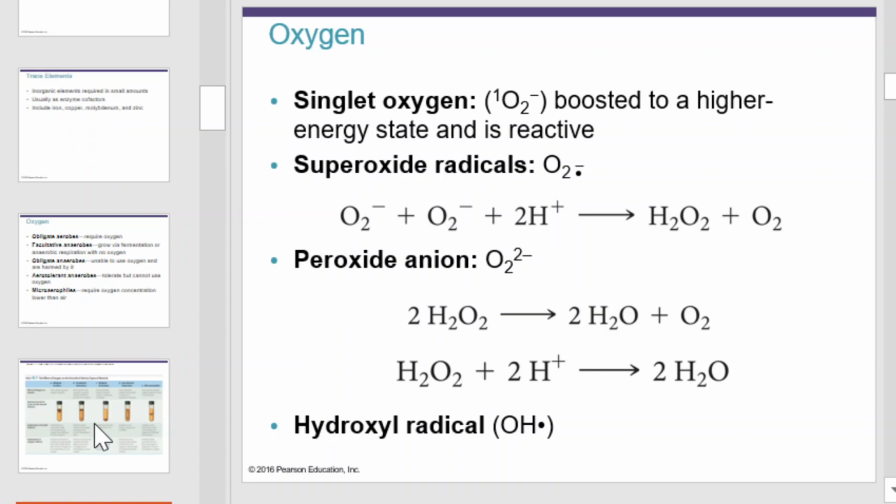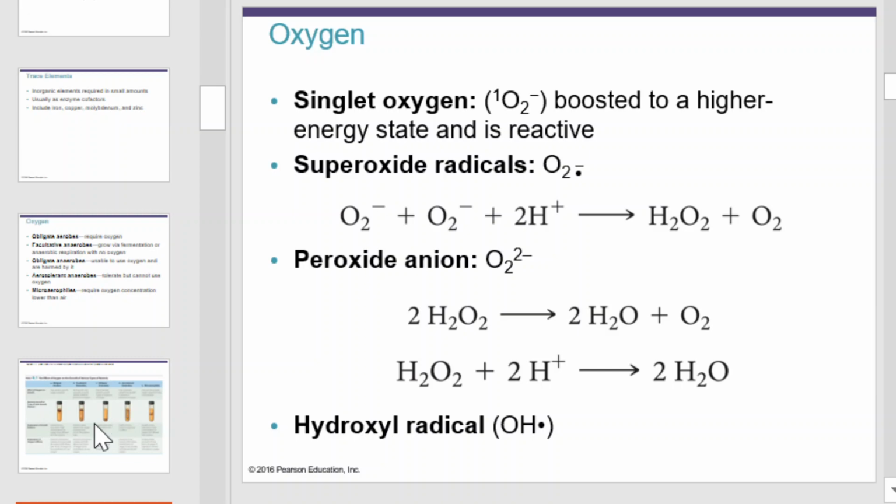We get singlet oxygen anytime oxygen gas is split from its O2 form into individual oxygen atoms. Each individual oxygen atom is reactive, and there's lots of different ways that we can deal with it and that it shows up in cells.